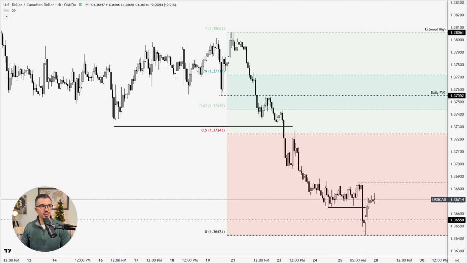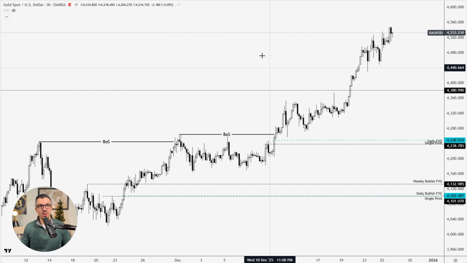But as far as an area of interest, for me, this is going to be the area up here. And then of course, this internal high right back here as well. You'd really have to find acceptance though. I'm talking hourly closes above here to find acceptance above this, and then a pullback potentially for that push into that OTE, okay? So looking at gold now, let's wrap up here with XAUUSD.